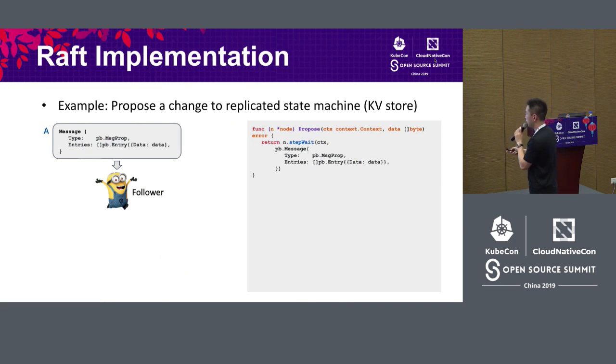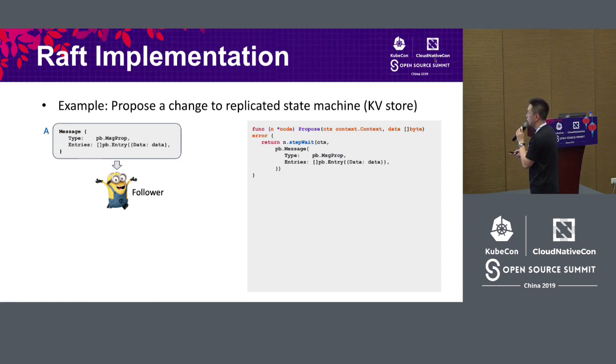So the first function is the propose function. This data here is basically serialized data. So for example, if you want to write something, it has a key and value, so that key and value is serialized to a byte slice, right? So this data corresponds to the client's command. Now, what this function does is it generates a message and feeds that message as an input to the server's local Raft state machine. In this example, let's assume it's a follower who is serving the client request, okay?